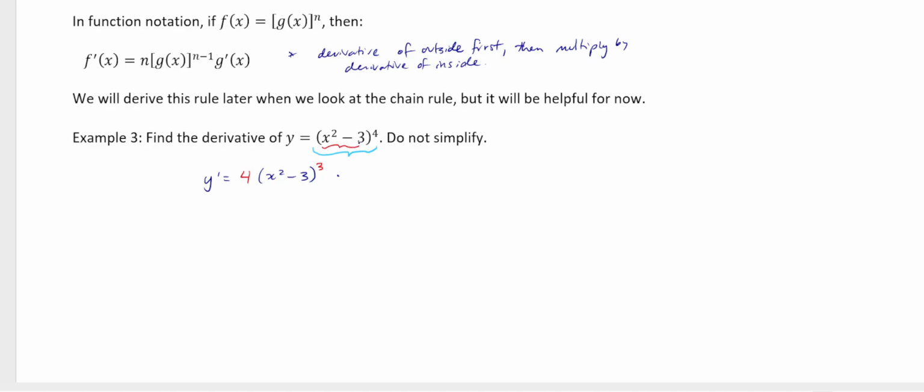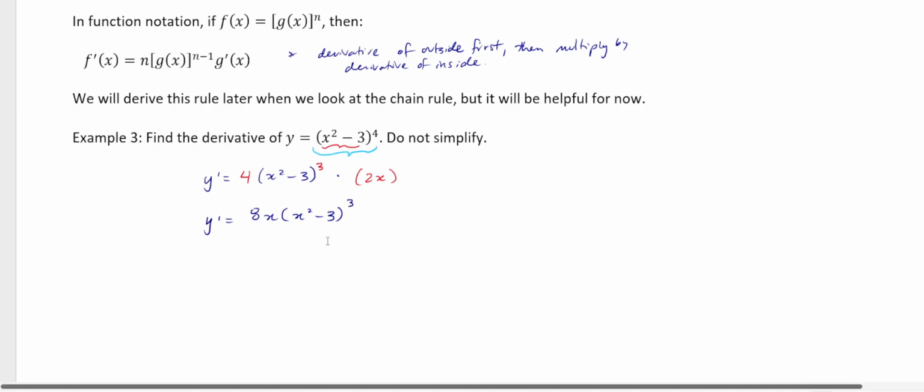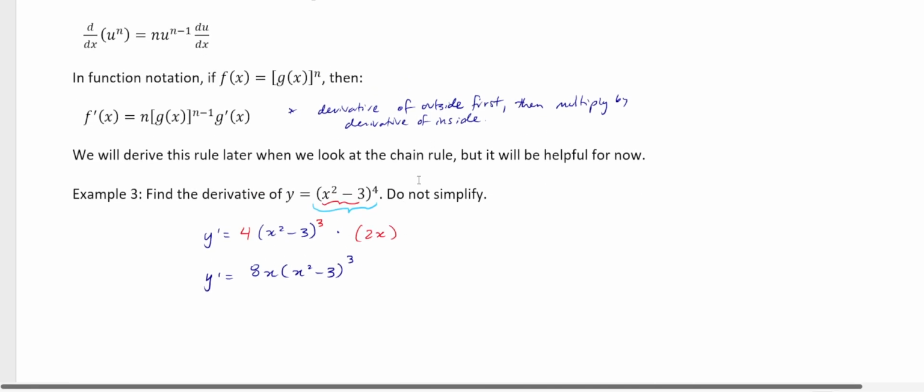Then I have to multiply by the derivative of the inside function. And the derivative of the inside function is simply 2x. Okay, I'll clean that up just a little bit here. And I get 8x times x squared minus 3, all cubed. So again, that's the power of a function rule. And we're going to derive this, or prove it, using the chain rule, which we haven't learned yet. That'll come later. But it's important to know early on because it makes things a lot easier.